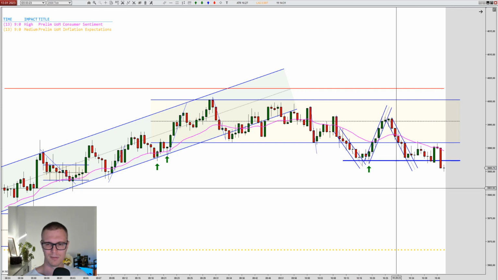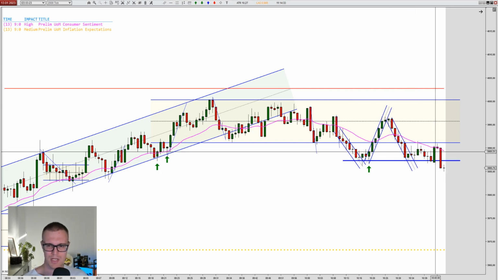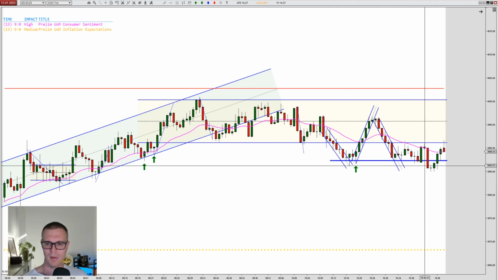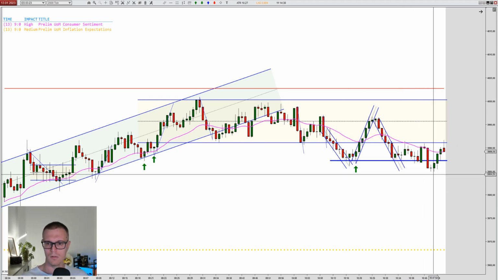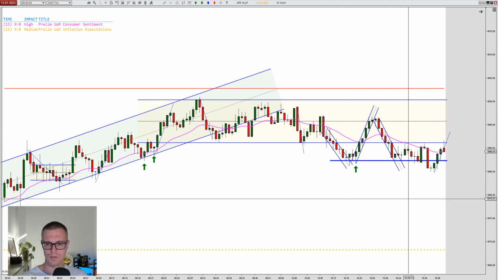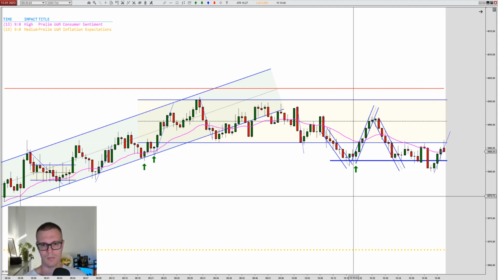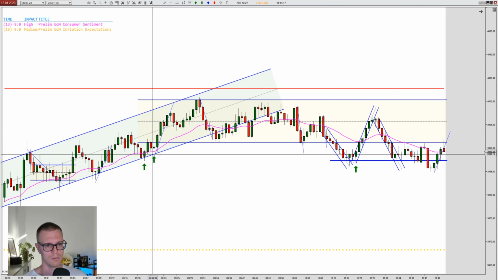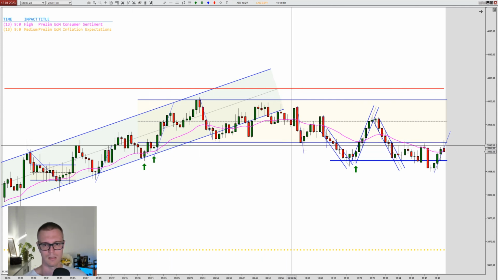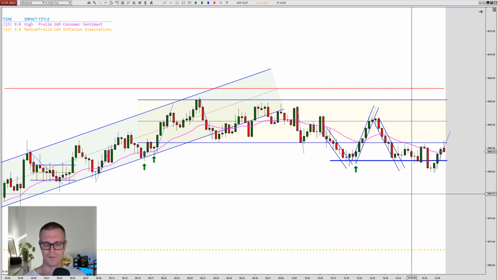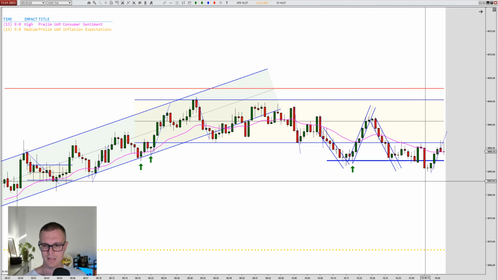I'm careful with going short into that, especially after such a strong bullish bar here. So yeah, we're pulling back. Now there's another potential short, because we are testing this area. If you take it from here, there's some strong support, and this support turned into resistance now.